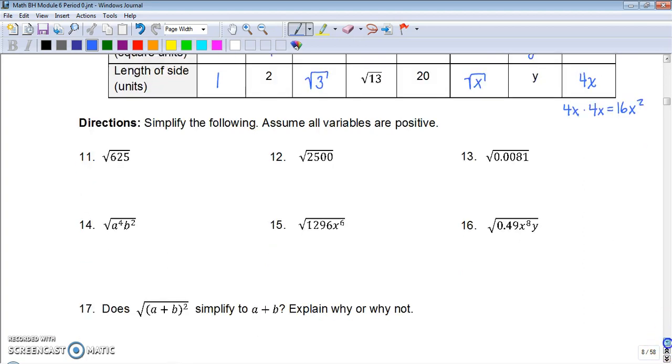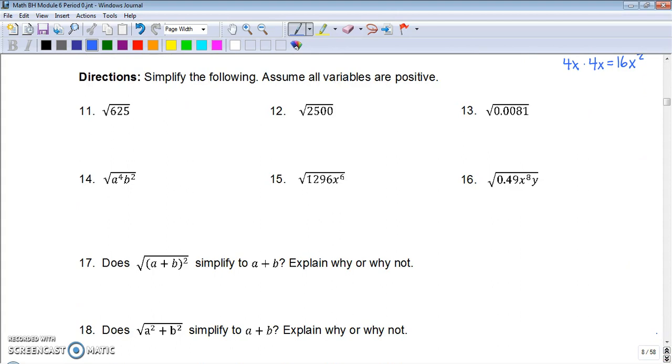Down here we are assuming on a lot of these that, since we don't have a large knowledge base of square roots, these are going to come out nice. So if you don't know what some of these are, you can trial and error these, but 625 is a perfect square, it's 25. 2500, well, it almost looks like 25, so I'm guessing that 50 will work. And 50 times 50 with the extra zeros is 2500.